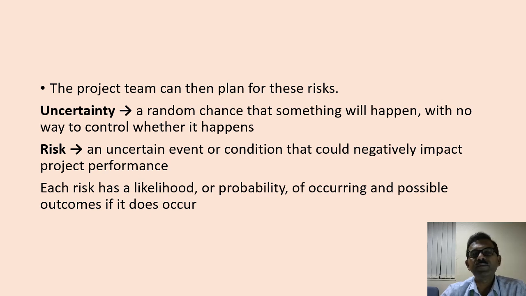So the main terms are uncertainty and risk. Uncertainty is the random chance that something will happen, with no way to control whatever happens. Certain things are probabilistic, which we cannot predict. It may happen at any point of time, which is out of our control.